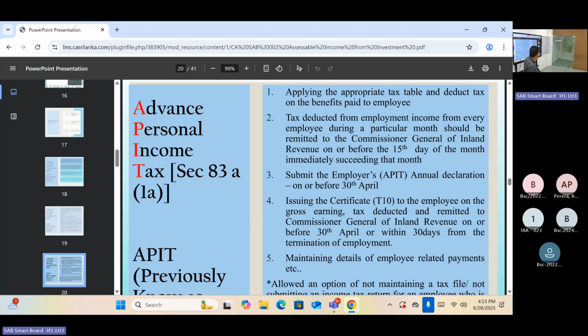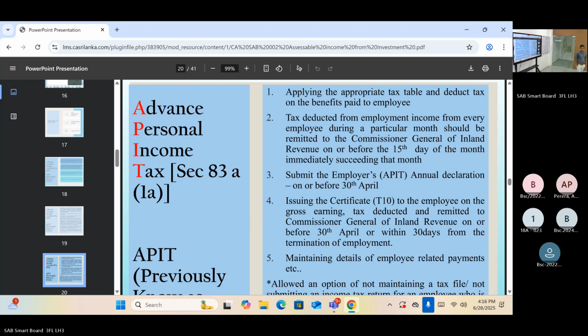Say now we are in June. Once he has deducted June tax, that needs to be remitted to the Commissioner's account on or before 15th July. Also, he has to submit the annual return, the employer's annual declaration statement, on or before 30th April. And to the employee from whom he deducted tax, he has to give a tax deduction certificate, we call the T10 certificate.